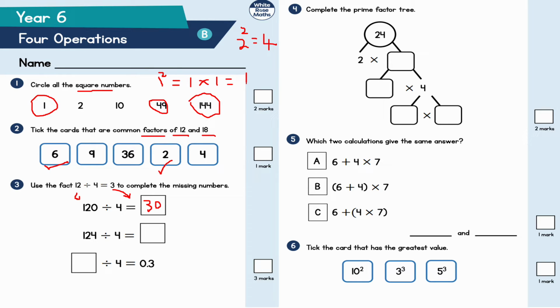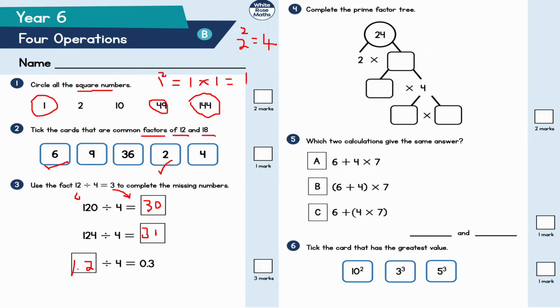Next one, 124 divided by 4. Well, that's actually going to give me 31, because that extra 4 means that 4 goes into 4 once. This one, I've divided this by 10 to go from 3 to 0.3, so therefore I will divide this by 10 to keep it consistent. 1.2 divided by 4 is 0.3.